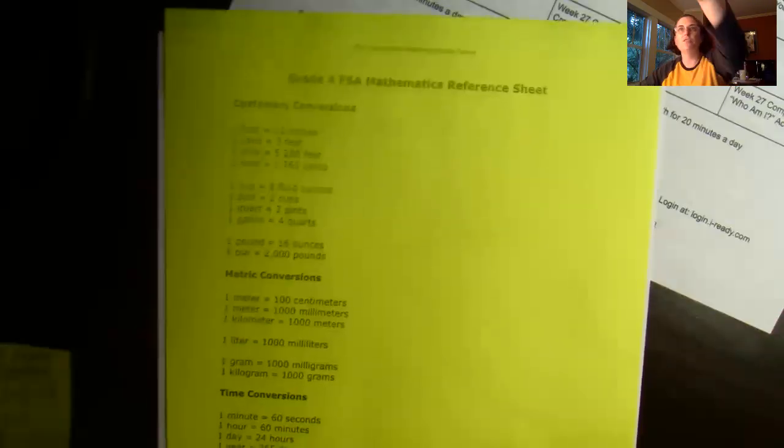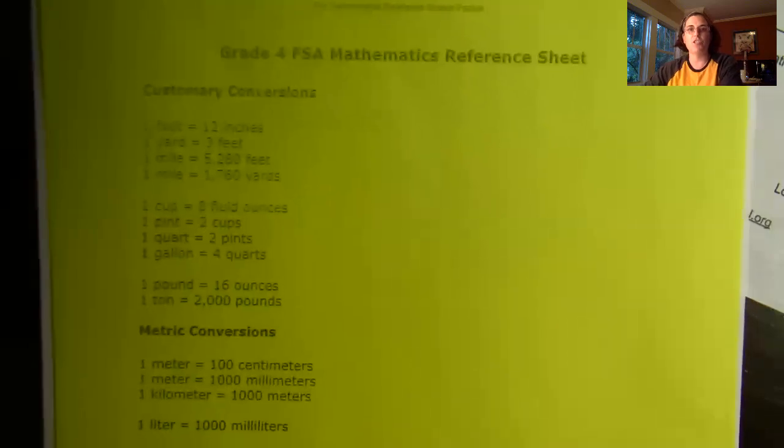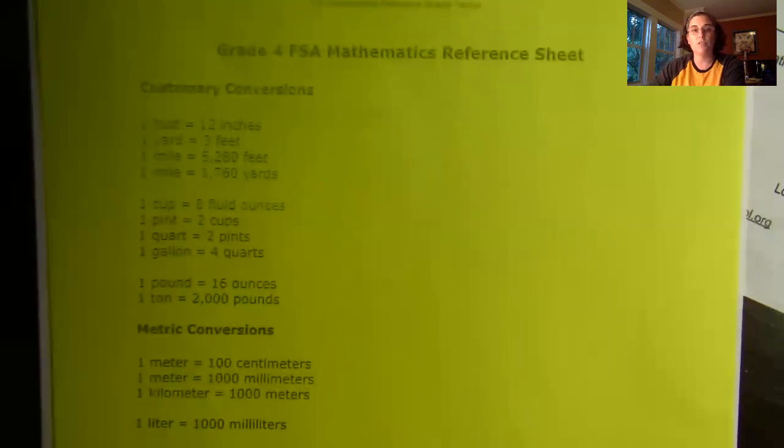You've all seen it before. It's been in our math notebooks, but let's just look at it one more time together. All right, here we go. Okay, so you can take a look at the reference sheet. It has on it some conversions, and that's what we're going to be learning about this week and next: how to convert customary units of measure and metric units in length and volume and capacity and all of that.